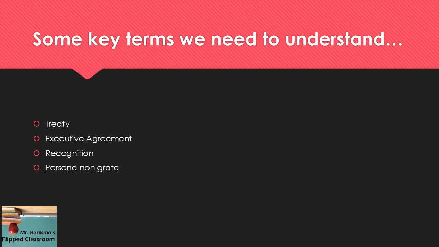At the outset, we need to have some key terms defined and ready to go as we talk about these things. We're going to be talking about treaties and executive agreements. They do virtually the same thing, but they're fundamentally different. We need to talk about the power of recognition and how the president uses the power of recognition as a diplomatic and foreign policy tool, and the idea of a persona non grata. So let's keep going.